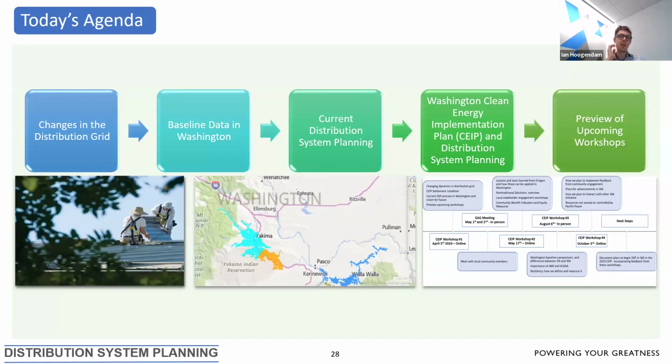Following this, I'll discuss how the distribution system is evolving and how and why our planning processes are changing. Next, I'll provide an overview of the service area in Washington and some characteristics that are important for distribution system planning. I'll then talk about the current state of distribution system planning in Washington and the commitments the company has made for distribution system planning as part of the CEIP settlement conditions. And finally, I'll present a roadmap detailing our planned engagements for the remainder of the year. Go ahead to the next slide, please.